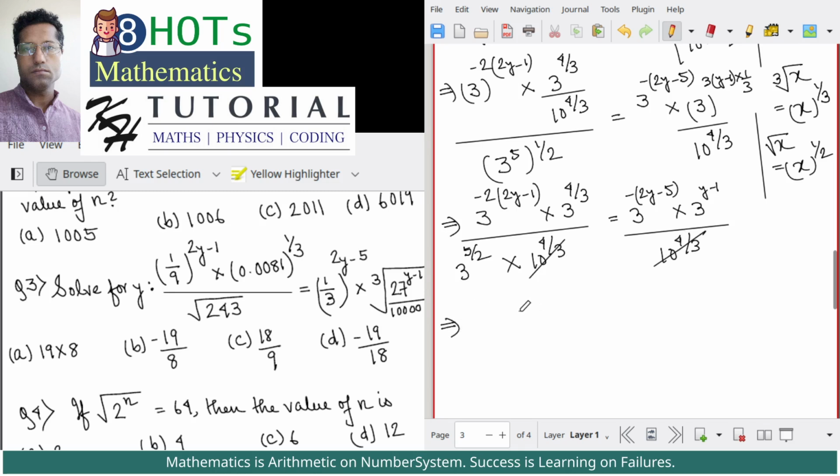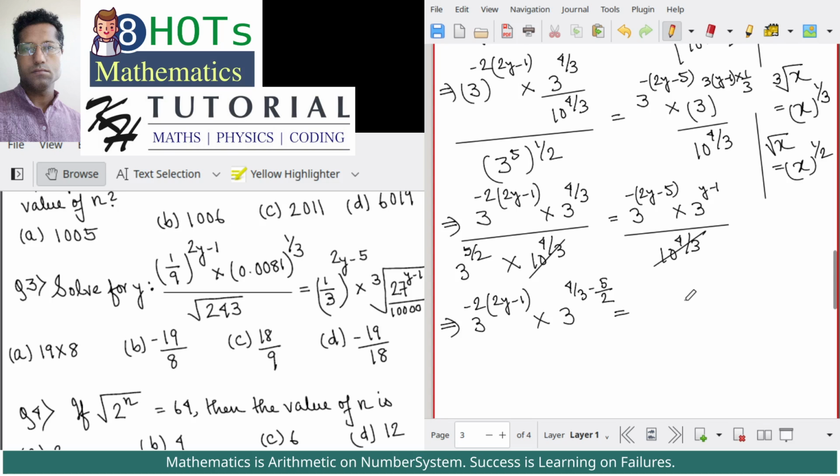So we have 3 to the power minus 2 multiplied by 2y minus 1, 3 to the power 4 by 3 divided by 3 to the power 5 by 2 becomes 3 to the power 4 by 3 minus of 5 by 2, and the denominator is 1, so we did not write it.